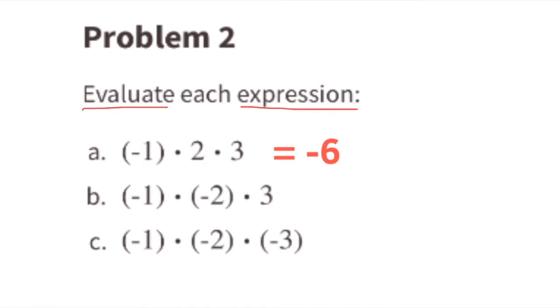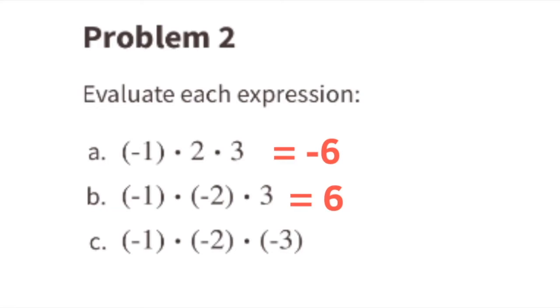B. -1 times -2 times 3. We can do -2 times 3 to get -6, and then -1 times -6. That's a negative times a negative, which equals a positive. So negative 1 times negative 6 equals positive 6. The value for this expression is positive 6.